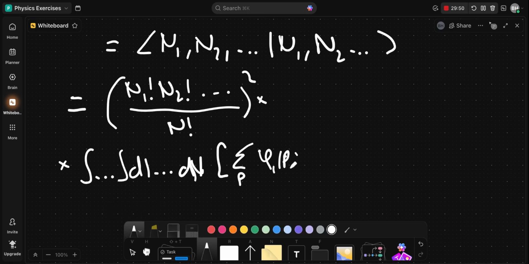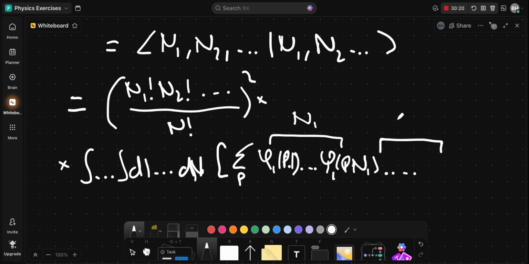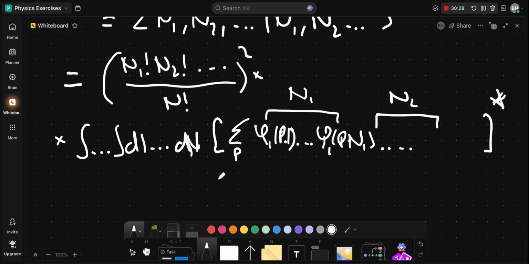P1, phi 1, p and 1. And there are n1 terms here. Let me explain a little bit. Okay, I finished this expression. So I have also n2. So this continues, okay? And I also have to asterisk this because we are squaring the wave function.